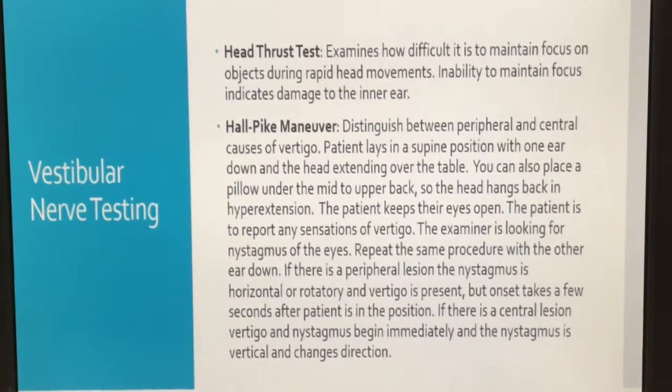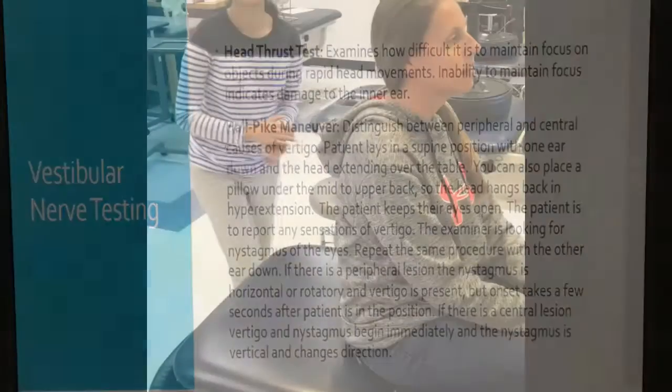If there is a peripheral lesion, the nystagmus is horizontal or rotary and vertigo is present, but onset takes a few seconds after the patient is in the position. If there is a central lesion, vertigo and nystagmus begin immediately and the nystagmus is vertical and changes direction.